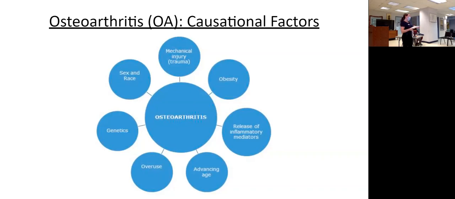Other factors include a traumatic incident, or depending on what your occupation is, if you're a construction worker, if you are an athlete and you've sustained a lot of injuries over time. Also, obesity is a causational factor, and an inflammatory condition like gout or diabetes. Next slide.